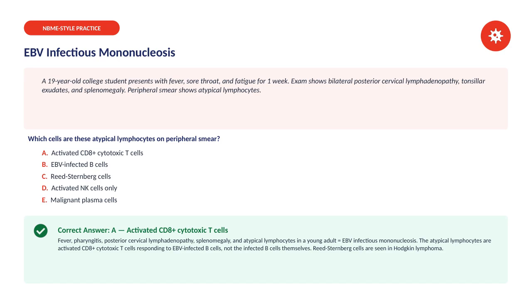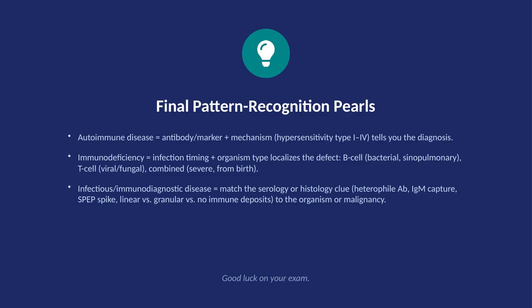It's important to distinguish these from other cell types, like Reed-Sternberg cells, which appear in Hodgkin lymphoma rather than in mononucleosis. So in this condition, the immune response is dominated by these activated cytotoxic T cells fighting off the virus within the B cells. To identify autoimmune diseases, focus on the specific antibody or marker present and understand the underlying mechanism, which typically falls into one of the 4 hypersensitivity types. This combination helps pinpoint the exact diagnosis.